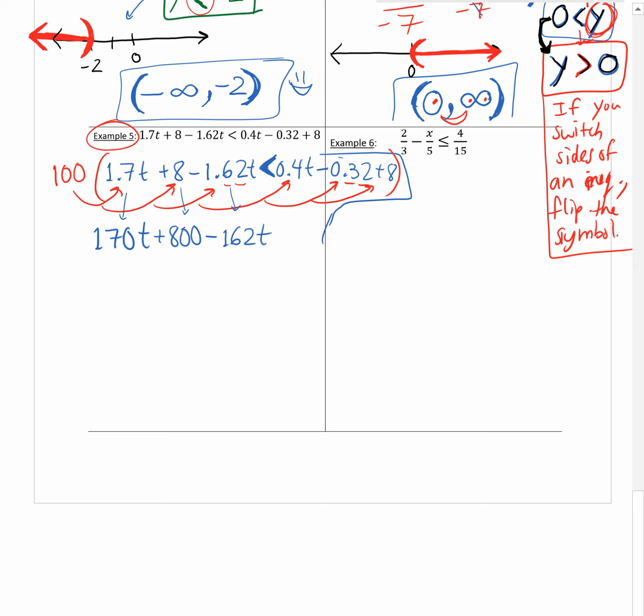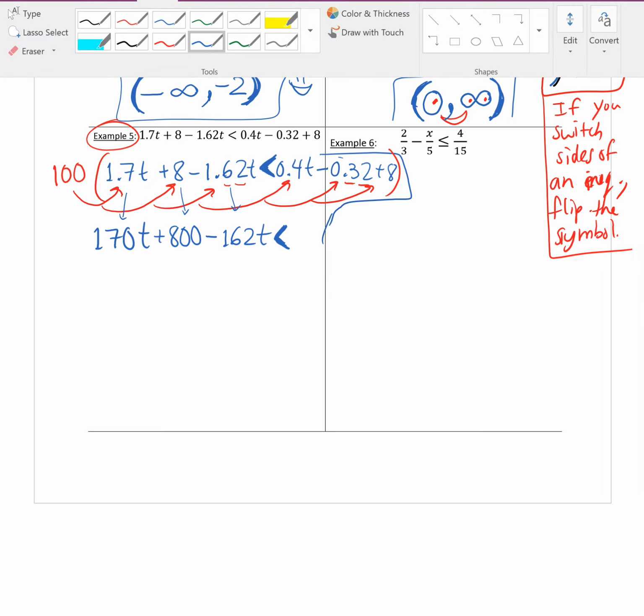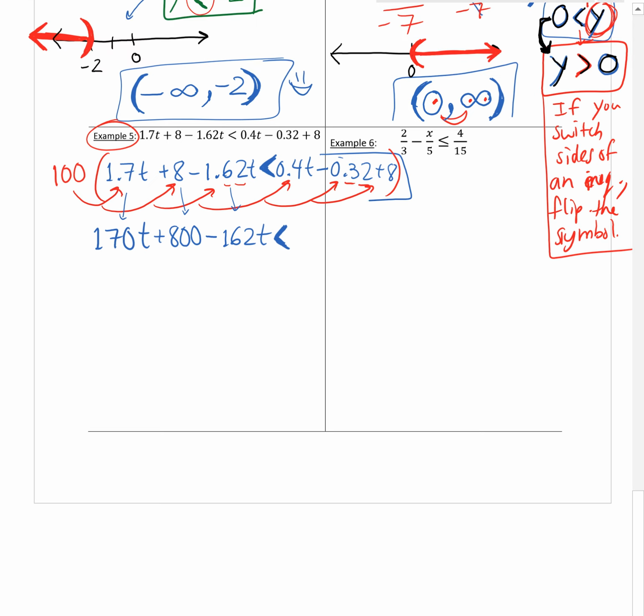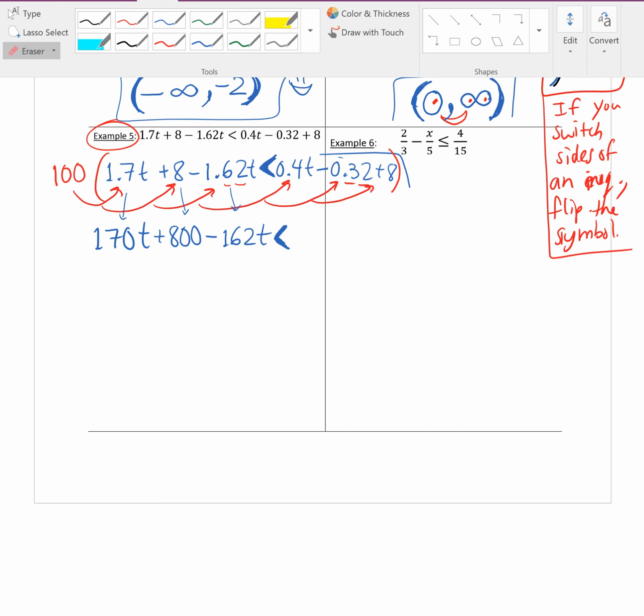All right, and then I'm thinking, oh, wait, this is a less than. Do I have to flip it? No, because remember, you only flip it when you multiply or divide by a negative number. We multiplied by 100, which is a positive number. That's fine. It's only if we multiplied or divided by a negative.